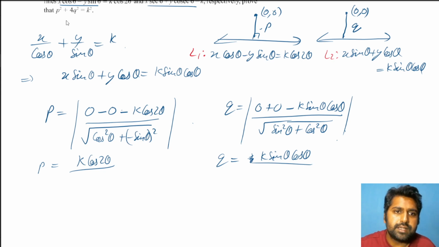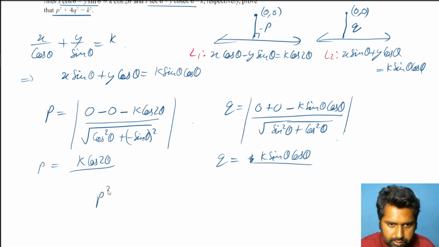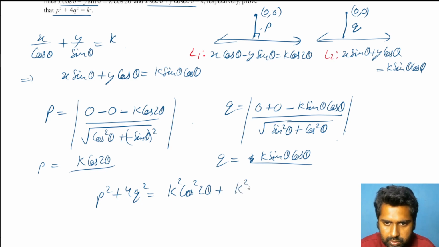Now the question is although to prove, but they can ask you what is P square plus 4Q square. So P square plus 4Q square is equal to, P is k square cos square 2 theta plus, 4Q square is k square sin square theta cos square theta.